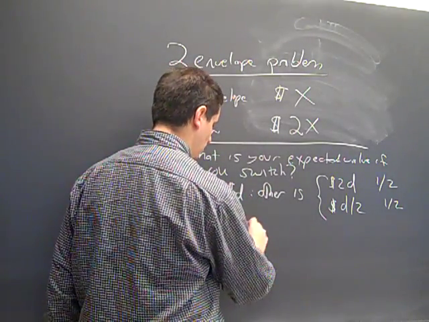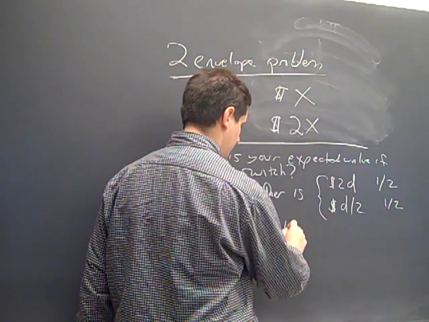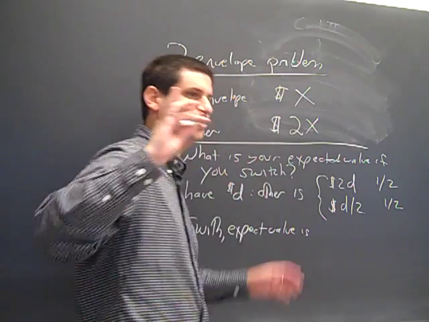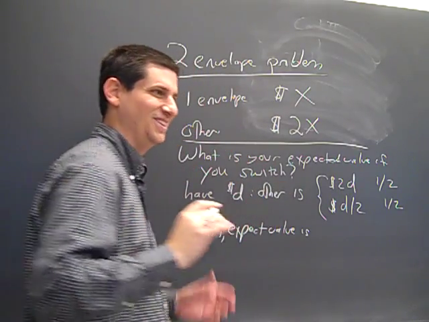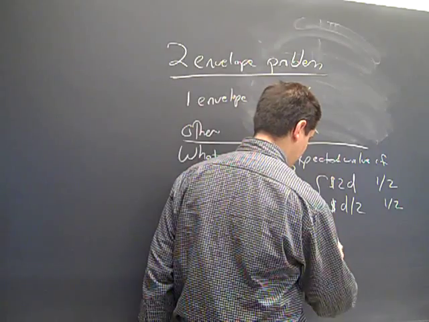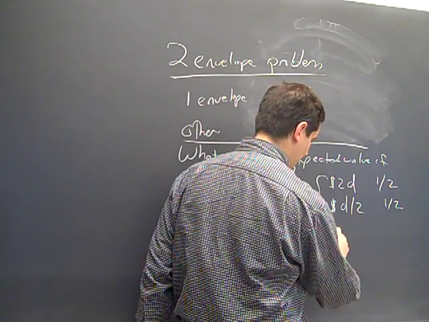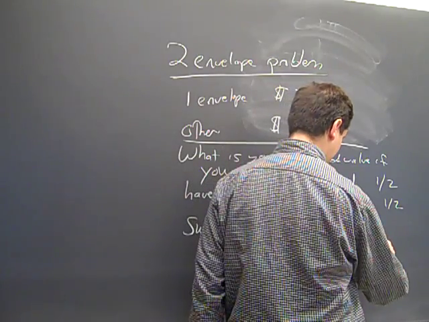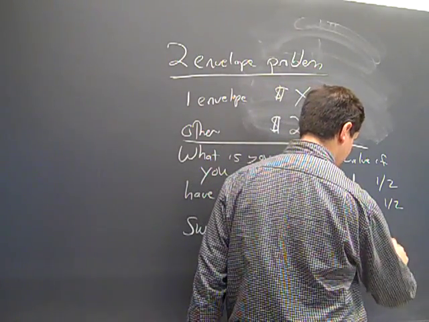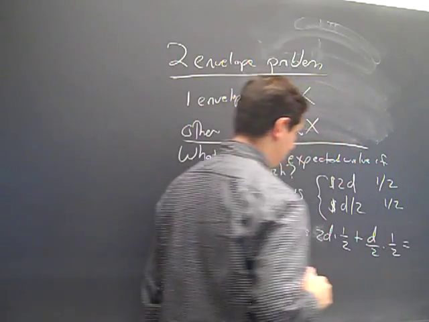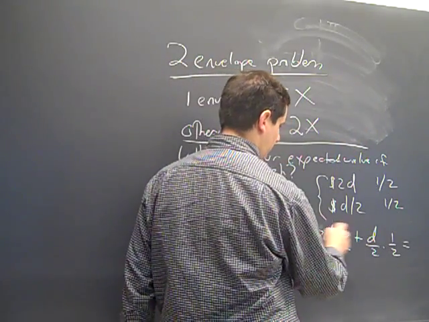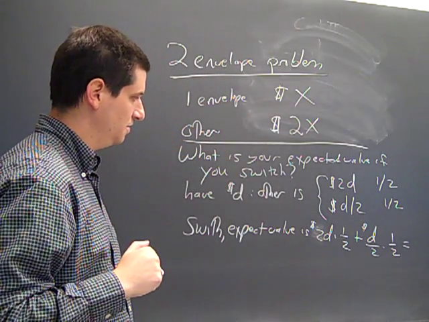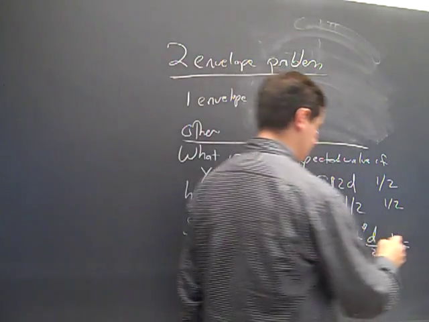If you switch, the expected value is what? D plus... Don't do any algebraic simplifications. Half times 2D, plus half times D over 2. And what does that equal? 5D over 4.